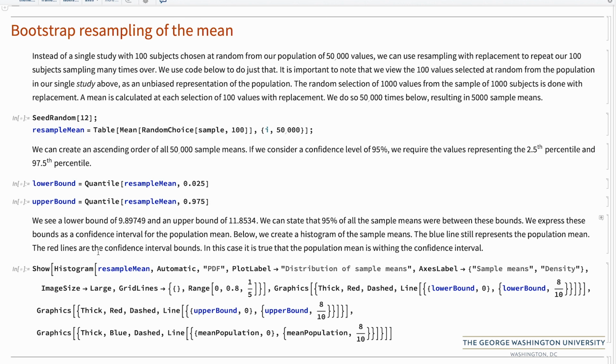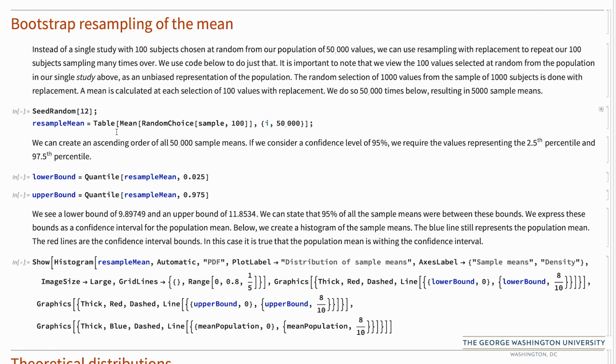So resampling with replacement, and it's very important that my resampling with replacement should end up with the same number of subjects that was in my original study. So I have to select 100 values at random with replacement every time before I calculate a mean. And that's exactly what we simulate here. And I'm going to do this 50,000 times.